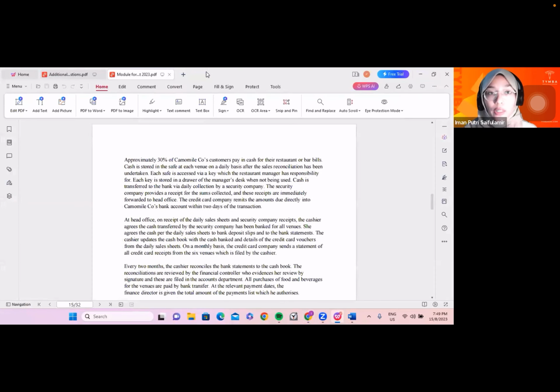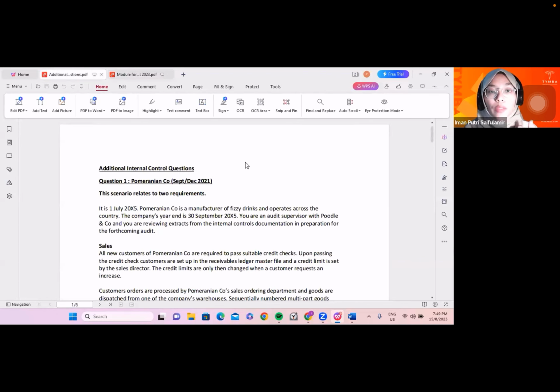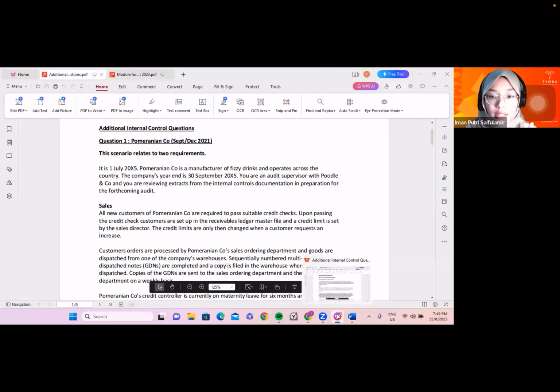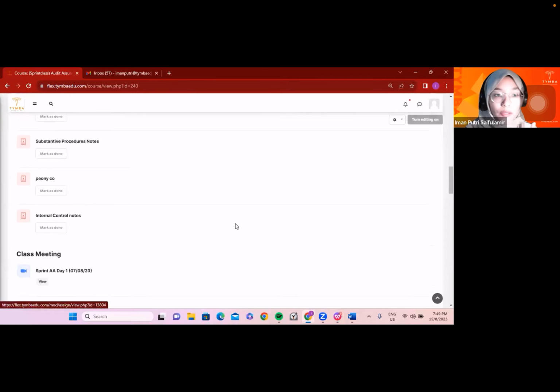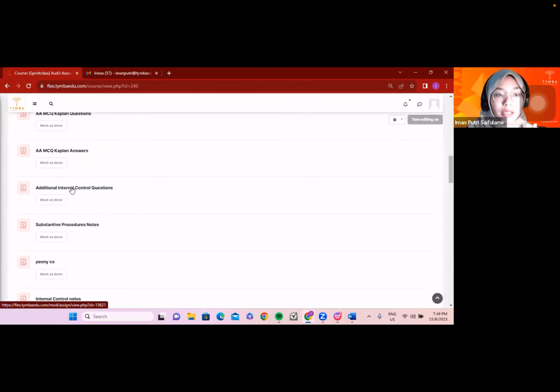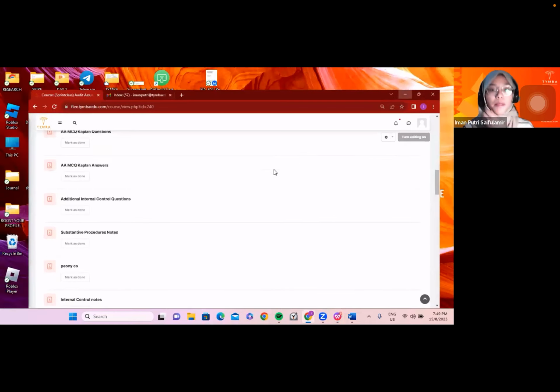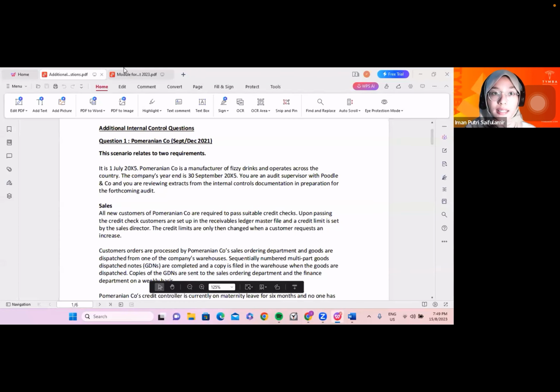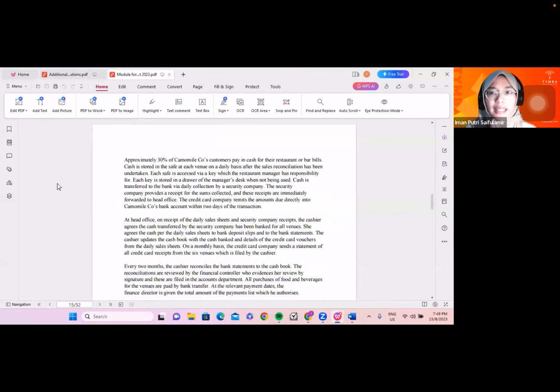Okay, so let's go into today's topic. Again, we are continuing on internal control. Okay, before anything, today I'm going to use the additional internal control questions. You guys can get it from the Timba flags here. Under class materials, just click on the additional internal control questions, because that's what I'm going to be using for today's class. But before that, let's just recap a little bit, okay?